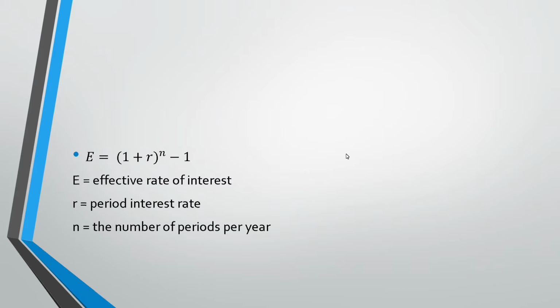Alright, so here's the formula. Effective rate is equal to quantity 1 plus r raised to n minus 1. E is equal to the effective rate of interest, r is equal to the period interest rate, and n is equal to the number of periods per year.